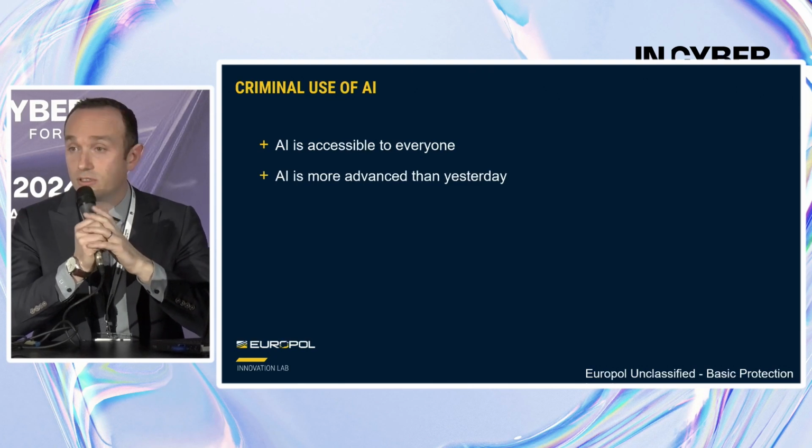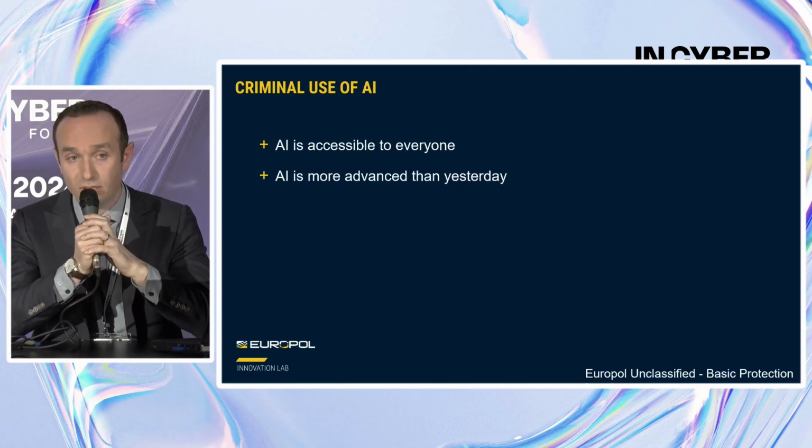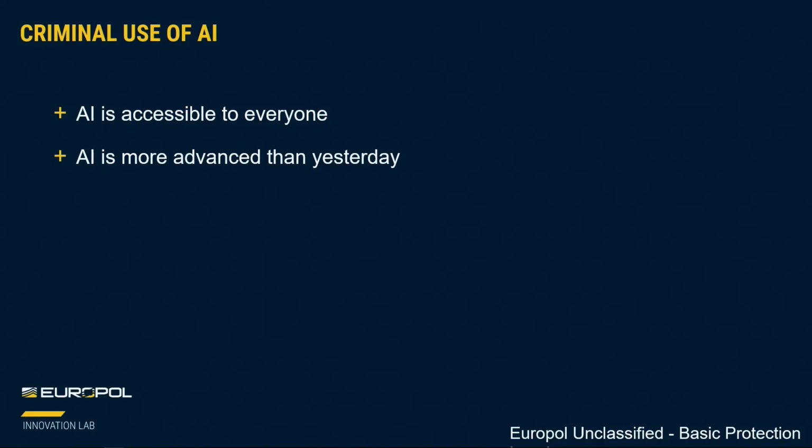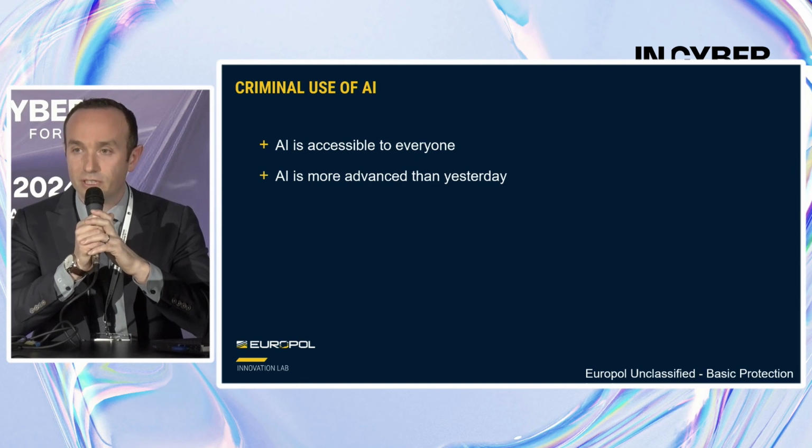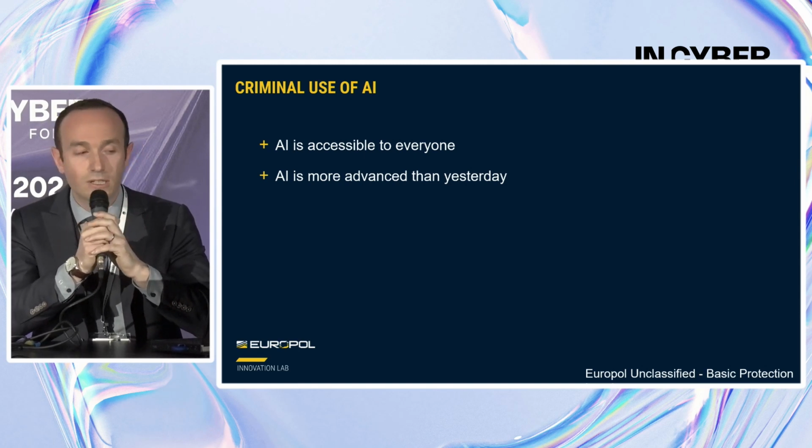As I told you before, it's more advanced than it was yesterday. If you look at deepfakes, maybe a few years ago, you could immediately spot that this is a deepfake. Now, if we generate a deepfake, we're doing face swapping. You really have to look closely to see if that's a fake or not, and maybe most of the time we will not figure out that it's a fake.